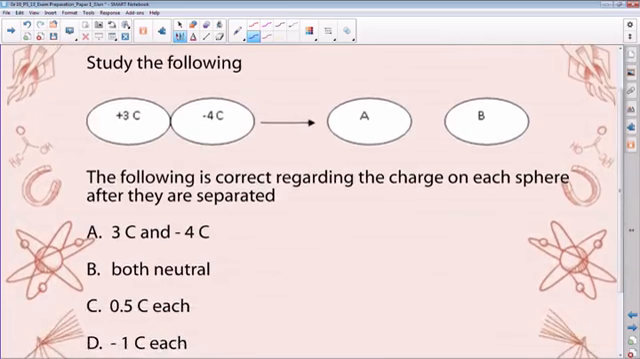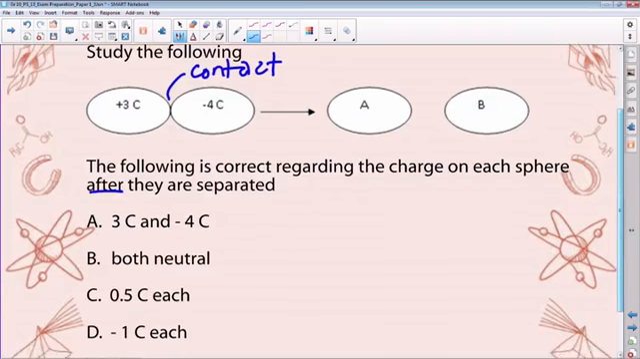So this is a physical process which has to do with what we referred to as contact, right? During contact, particles share charge equally. So the following is correct? Which of the following is correct regarding the charge on each sphere after they are separated?